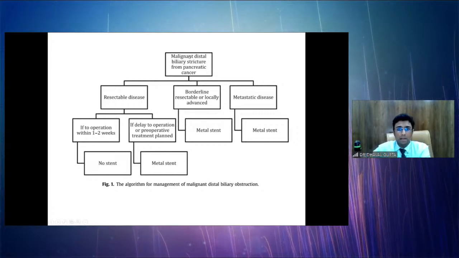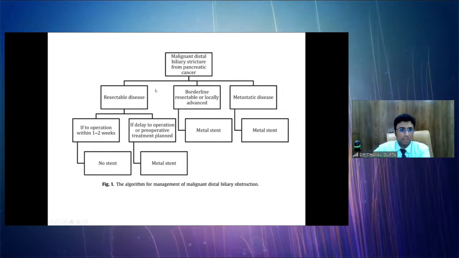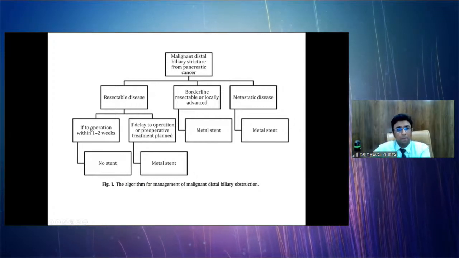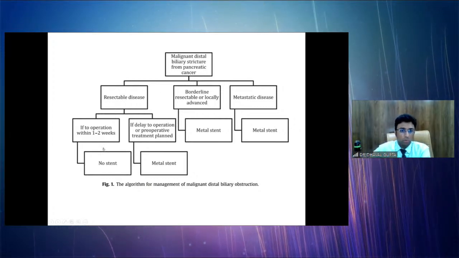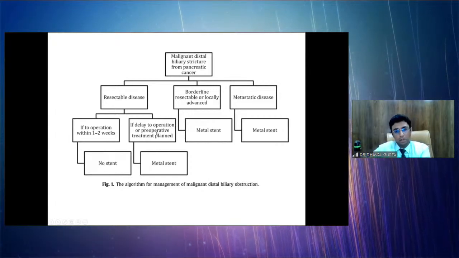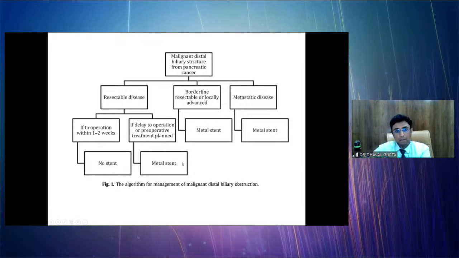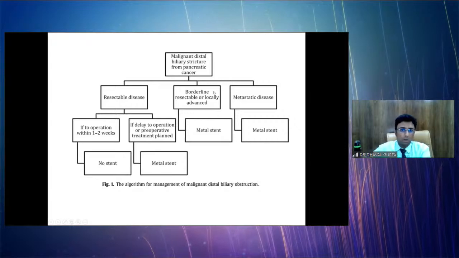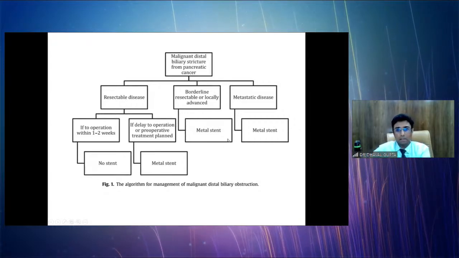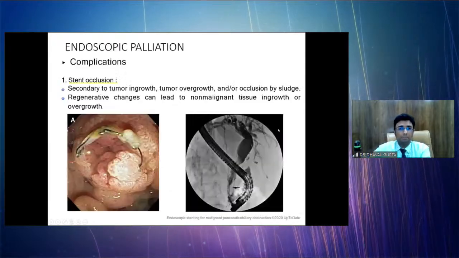So if there is a malignant distal biliary stricture, particularly from pancreatic cancer, if it is resectable, and if the patient is going to be operated within 1 to 2 weeks, then there is no need for drainage. If there is a delay to the operation or preoperative treatment is planned, then a metal stent is recommended. If it is borderline resectable or locally advanced, then of course SEMS is better.